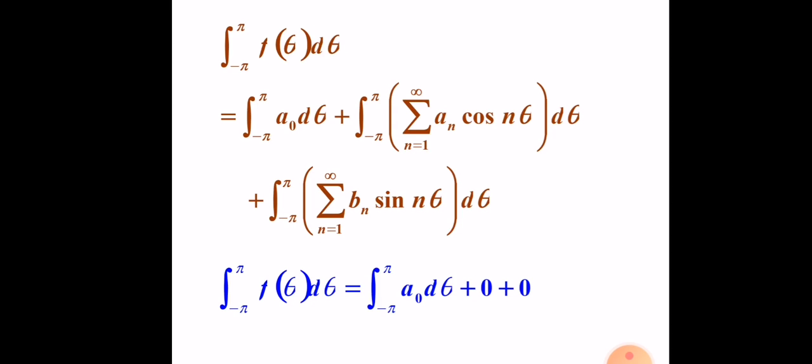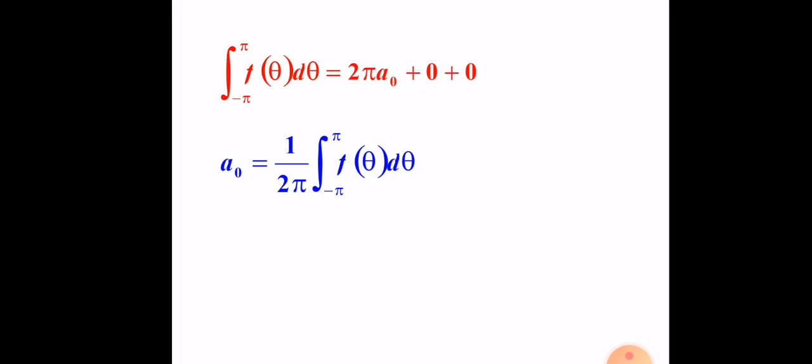In the LHS there is no specific term to integrate, but in the RHS there are two specific terms to integrate, and you will be getting the result as integral minus pi to pi f of theta d theta is equal to integral minus pi to pi a0 d theta plus 0 plus 0. So after doing this integration, what you are obtaining is 2 pi a0 is equal to integral minus pi to pi f of theta d theta.